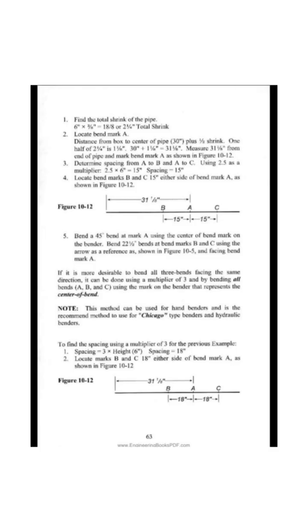If it is more desirable to bend all 3 bends facing the same direction, it can be done using a multiplier of 3 and by bending all bends, A, B, and C, using the mark on the bender that represents the center of bend. Note: this method can be used for hand benders and is the recommended method to use for Chicago-type benders and hydraulic benders. To find the spacing using a multiplier of 3 for the previous example, 1. Spacing equals 3 x height, 6 inches. Spacing equals 18. 2. Locate marks B and C 18 inches either side of bend mark A, as shown in figure 10-12.